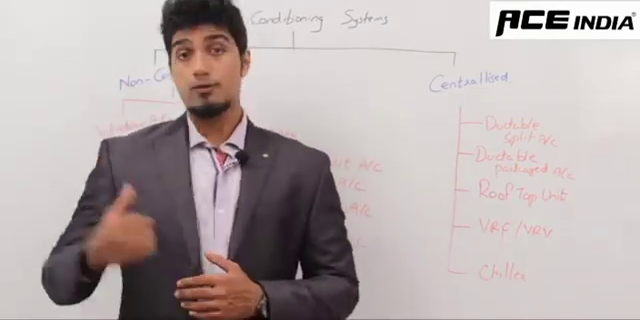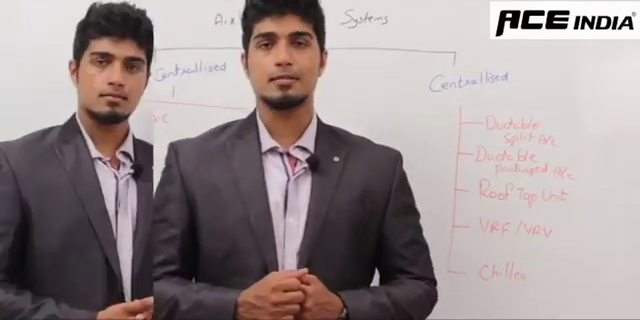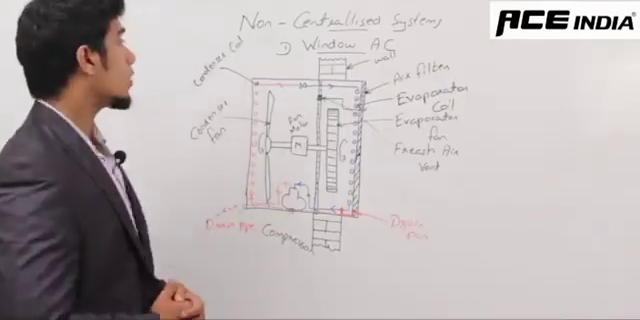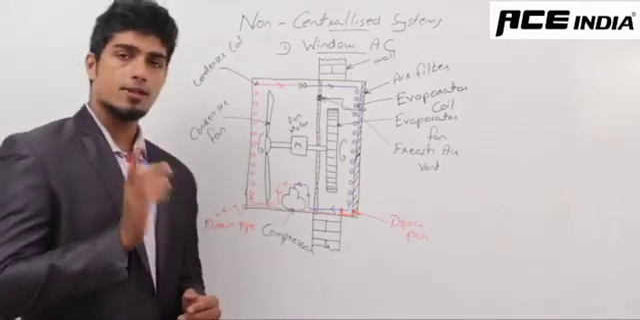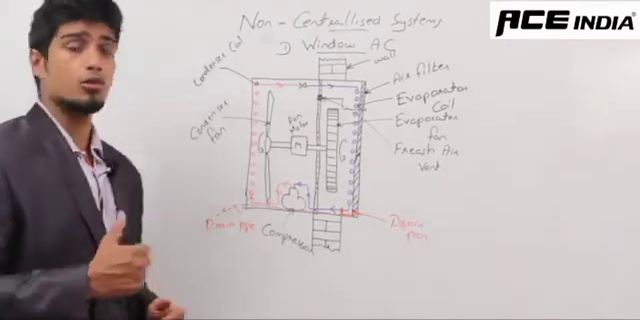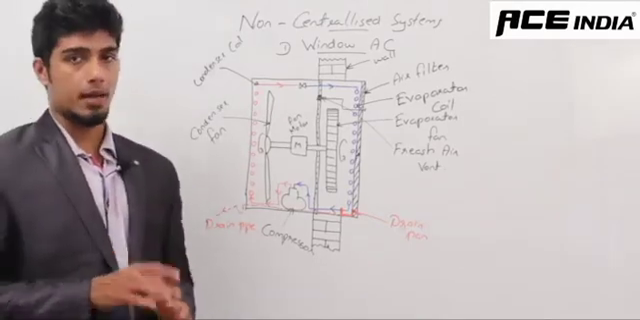So we move into, first of all, non-centralized systems. Now let's learn about non-centralized air conditioning systems. In the case of non-centralized air conditioning systems, the first one, or the simplest one that we have to learn, is called a window AC. I told you about this.